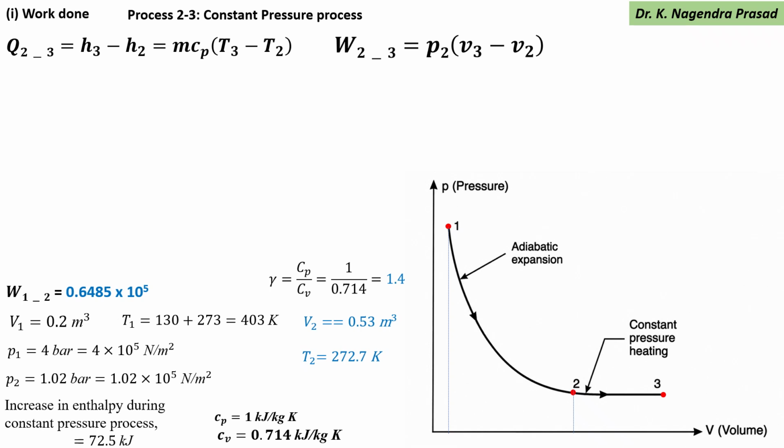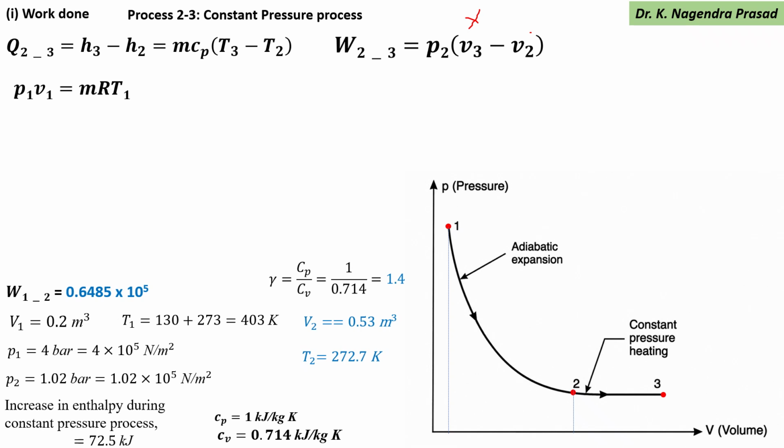Similarly, work done in the constant pressure process. So process 2-2-3 is the constant pressure process. So W2-2-3 equals P2 into (V3 minus V2). For the work done, we know the P2 value and V2 value, but we don't know the V3 value. So I have to determine the V3 value.